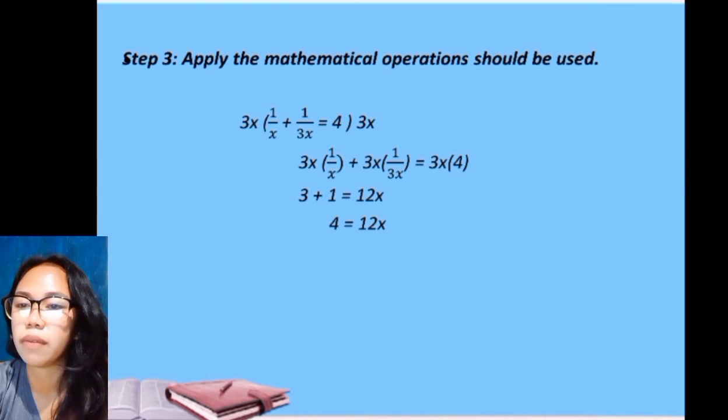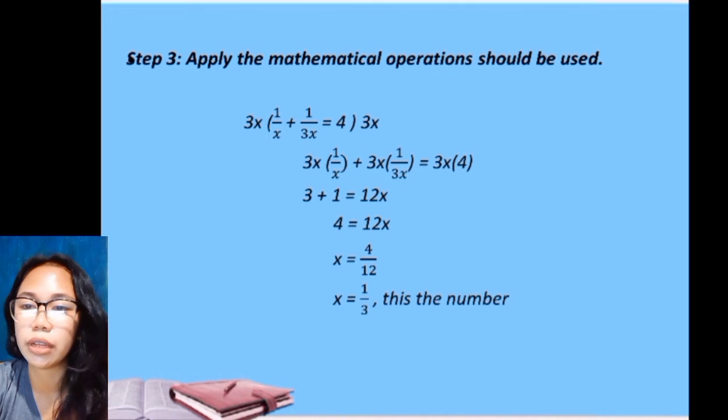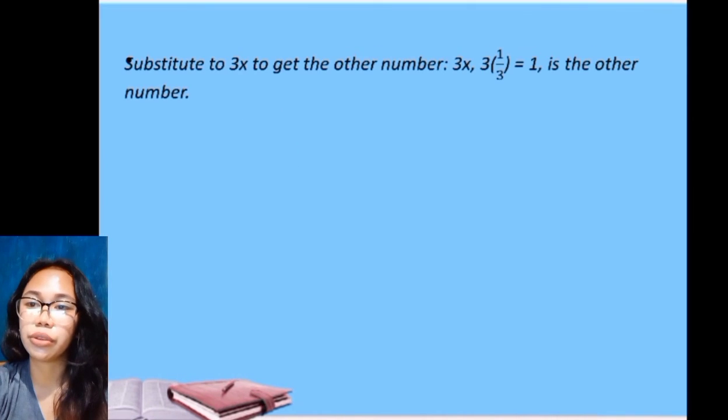Then 4 equals 12x, divided by 12 to get the x. Then we come up with 4 over 12. The final answer is x equals 1/3, and this becomes the number. Substitute to 3x to get the other number. 3x, change the x into 1/3 and it will become 3 times 1/3 equals 1, which is the other number.